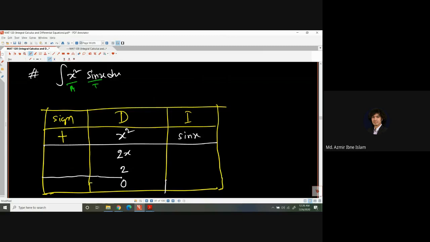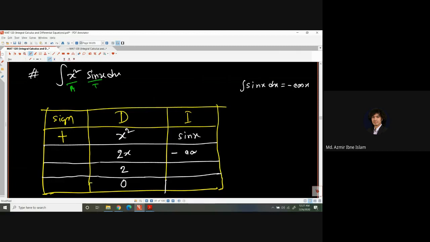Finally this is our last part. Now the differentiation column is okay, we have to focus on the integration column. You know that integration of sine x dx is nothing but negative cosine x. Now we have to integrate this again. Integration of cosine x dx is equal to sine x, and before that we have a negative, so integration gives us negative sine x.